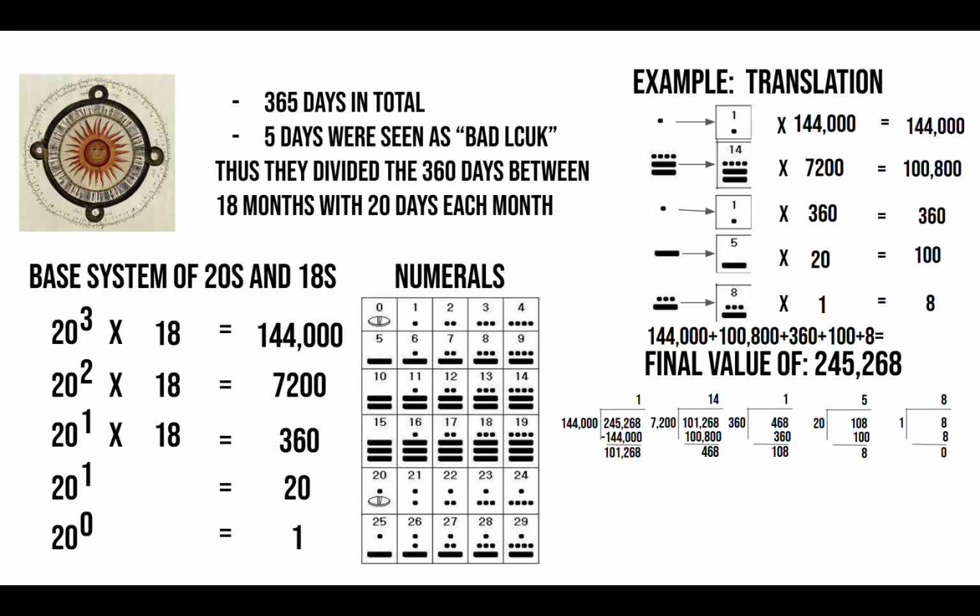and we get a total of 245,268. And then we're going to do it going from the Hindu-Arabic. So we take the value of this and do long division, which gives us the same values and numbers. We translate them into code, and then we start them in order.